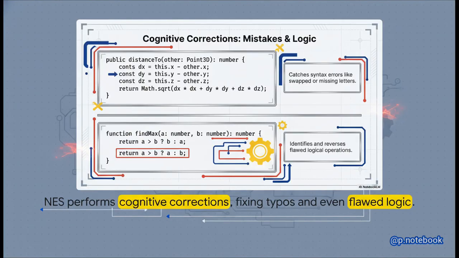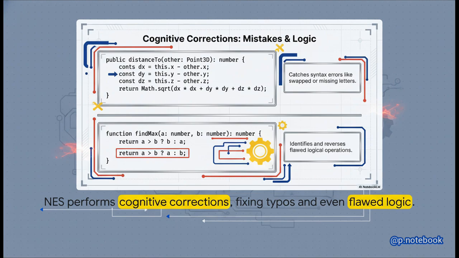That saves you from having to hunt down all the dependencies and maybe even introducing a bug. And it gets even smarter. NES can perform what we call cognitive corrections. In that top example, it catches a simple typo, swapping consts for the correct const. But look at the bottom example. This is what's really mind-blowing. It actually identifies a flawed logical operation, a super common mistake in a findMax function, and suggests the correct implementation. It's understanding your logic, not just your syntax.